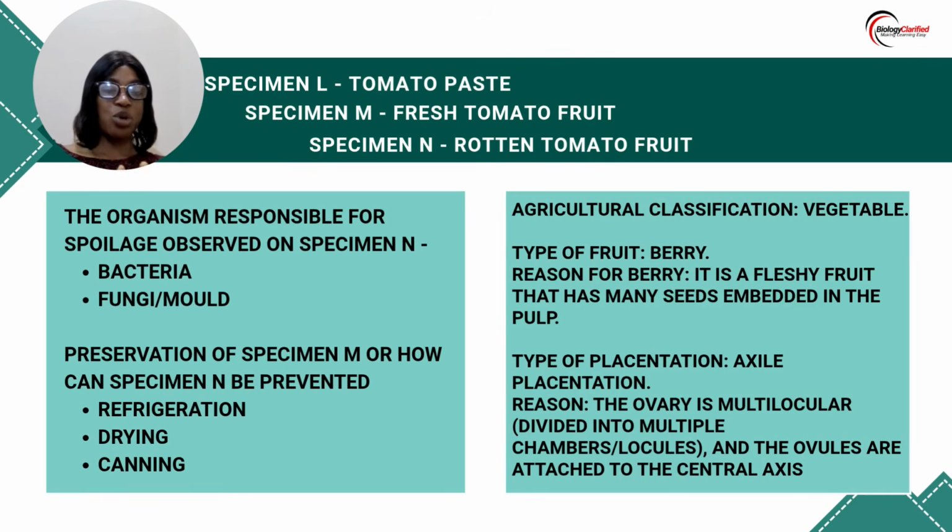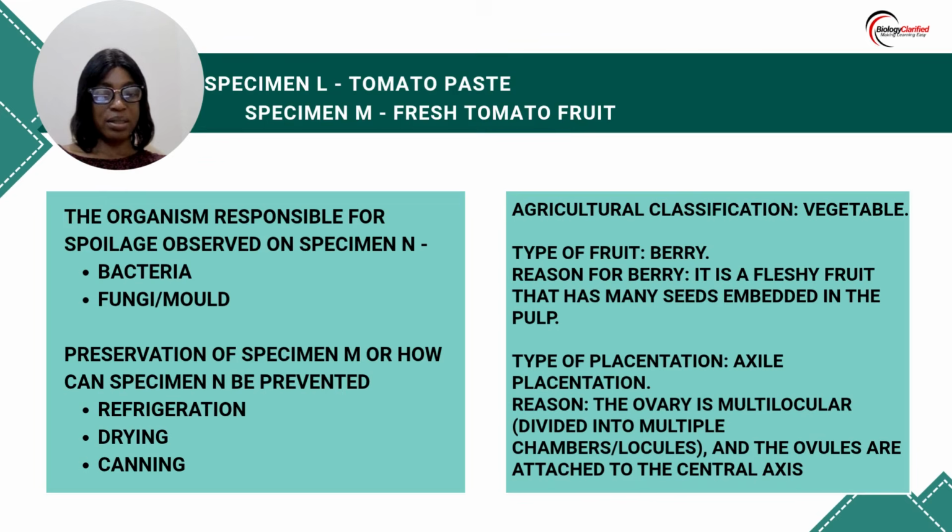Placentation is axile for this reason: the ovary is multilocular, meaning that it has multiple chambers, called locules, and the ovules are attached to the central axis. That's the reason why it is axile.